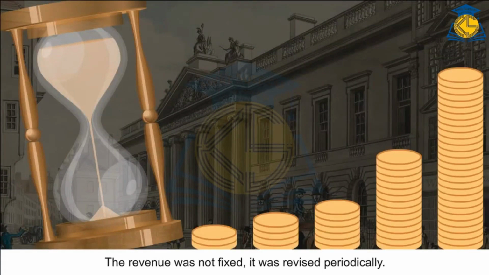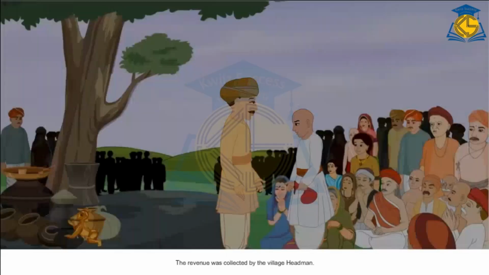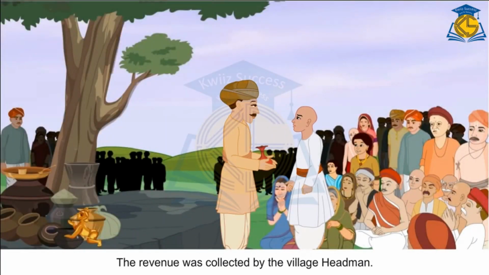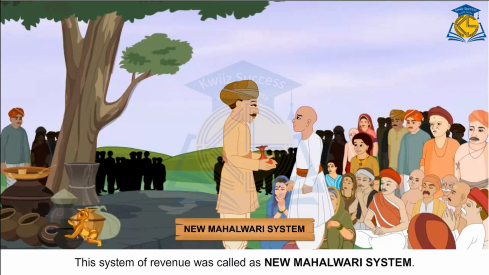The revenue was not fixed, it was revised periodically. The revenue was collected by the village headman. This system of revenue was called the Mahalwari system.